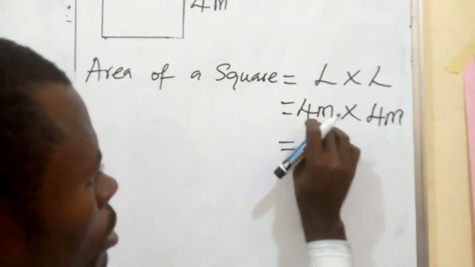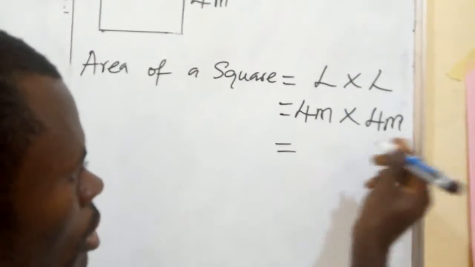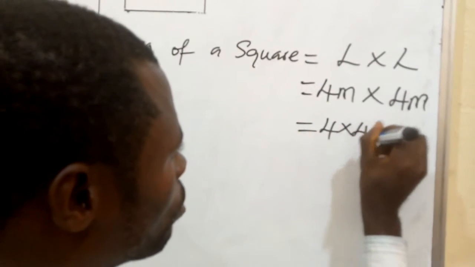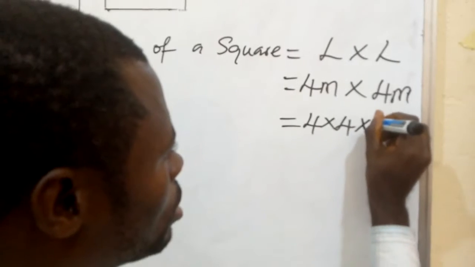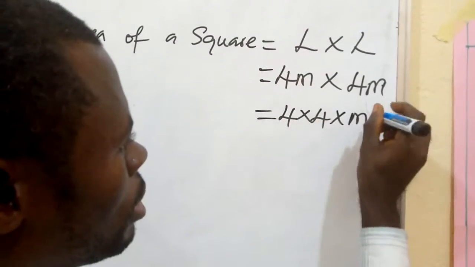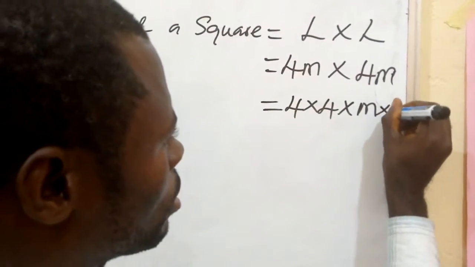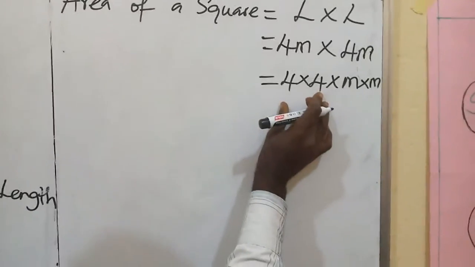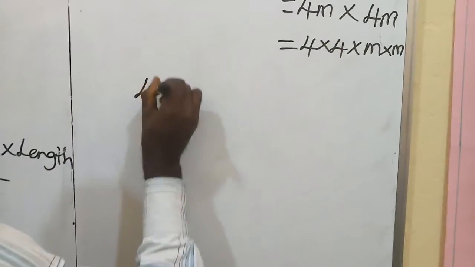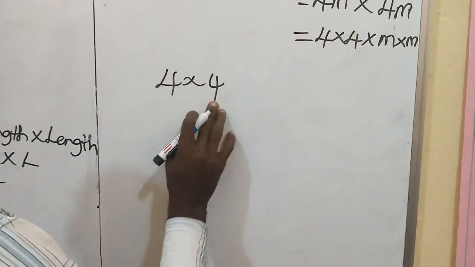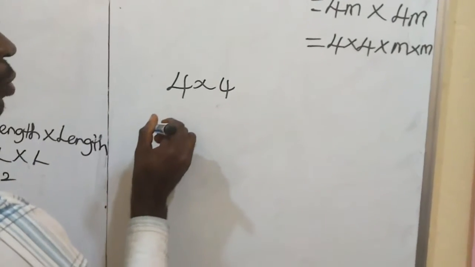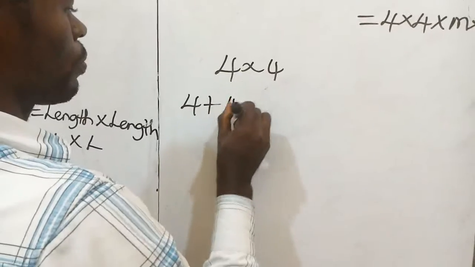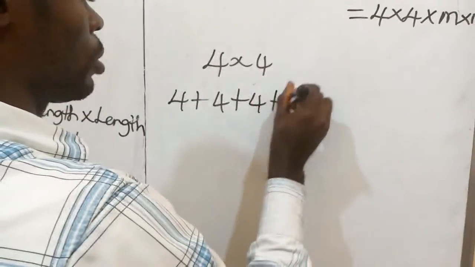So now we have 4 meters times 4 meters. We collect the numbers together and take the letters together. So we have 4 times 4, times m, that's the first m, times m. Let's start with 4 times 4. So it's 4 groups of 4, 4 put together 4 times. So we have 4 plus 4 plus 4 plus 4.